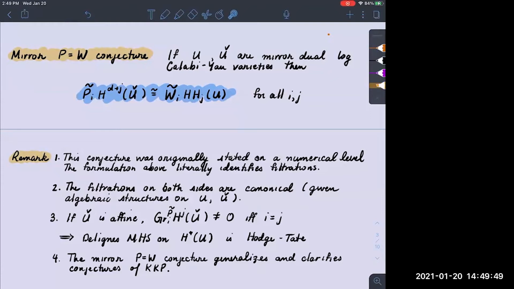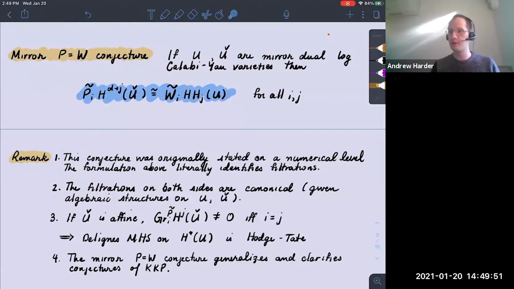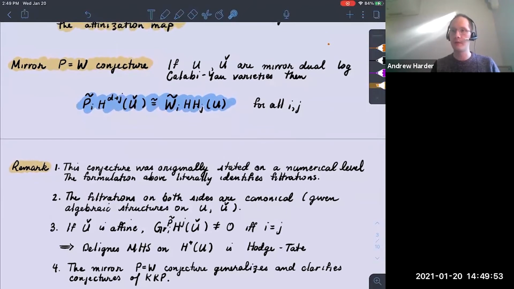Yes, that should be true. The weight filtration is canonical, and the perverse Leray filtration is just some filtration obtained from the perverse truncation and so on. It's a canonical thing obtained from the affinization map. Yeah, but in fact, there is an interesting question. If you treat U check as just a non-compact symplectic variety, is the filtration canonically associated just to the structure of the non-compact symplectic variety? Yeah, that's a good question.